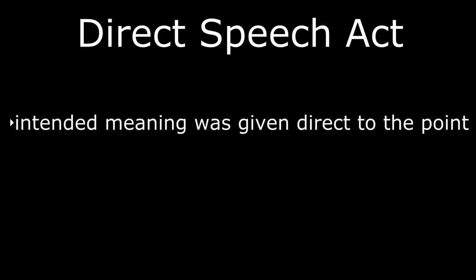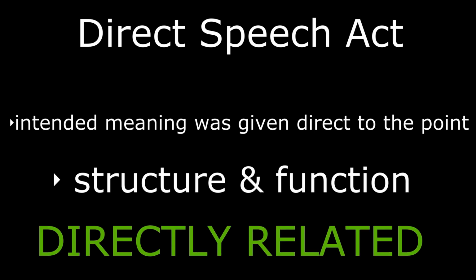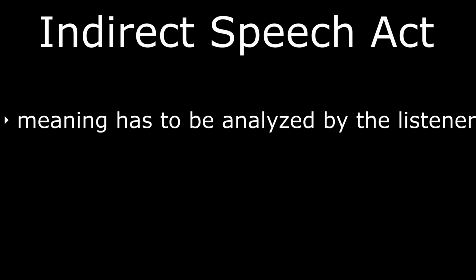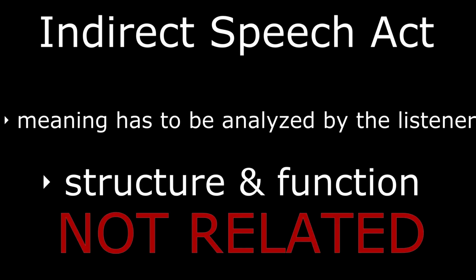To sum it all up, an utterance is considered a direct speech act when the intended meaning of the speaker was given direct to the point, and if the structure and function are directly related. The utterance will then be considered an indirect speech when the intended meaning that the speaker wants to convey has to be analyzed by the listener, and the structure and function is not related. And with that, our discussion about direct and indirect speech act ends here.